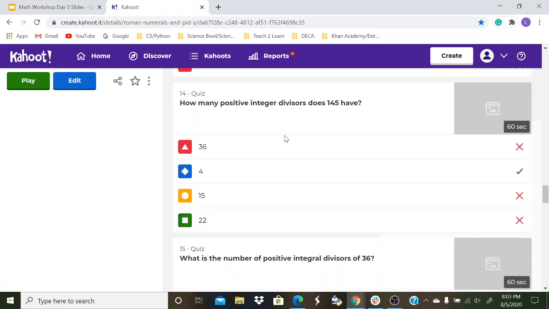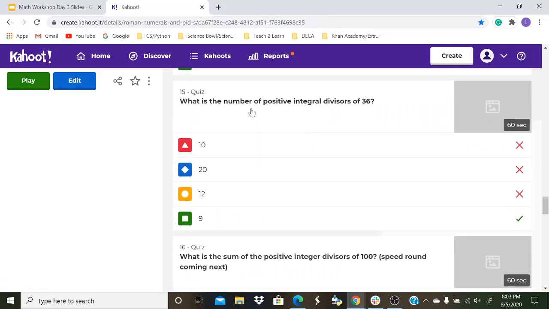Now on to PIDs. How many PIDs does 145 have? So what you want to do first is take the prime factorization, which would just be 29 and 5. And since 29 and 5 are already prime, you can't do anything else with it. So now you want to look at the exponents, and the exponents for both are just going to be 1 since they're prime. So add 1 to each of the exponents, so that's just 2 for both, and then do 2 times 2, and you get 4.